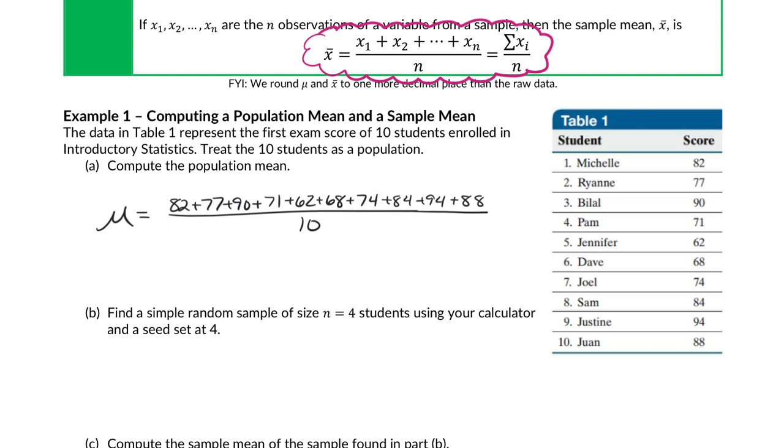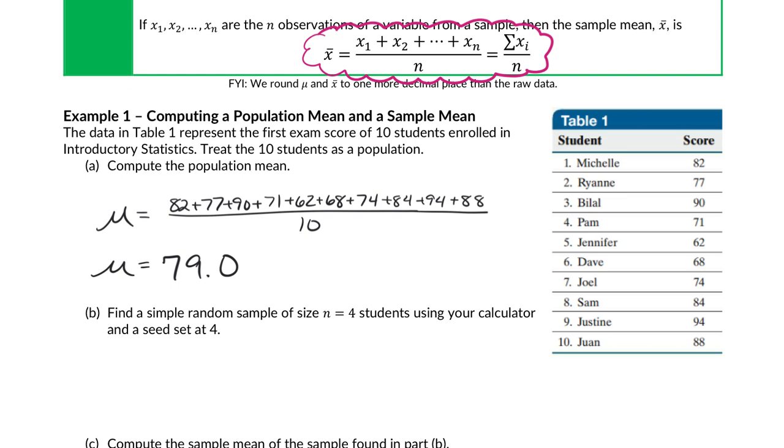And so we compute that. In your calculator, if you grabbed it, go ahead and do 82 plus 77 plus 90 plus 71 plus 62 plus 68 plus 74, 84, 94, and 88. Press Enter, then divide that by 10. I'll give you a second. 79. But remember, we're going to report our population means to one more decimal, so we're going to do 79.0. I know that doesn't feel like a difference, but let's get into the habit of always making sure we're reporting one more decimal than the raw data.